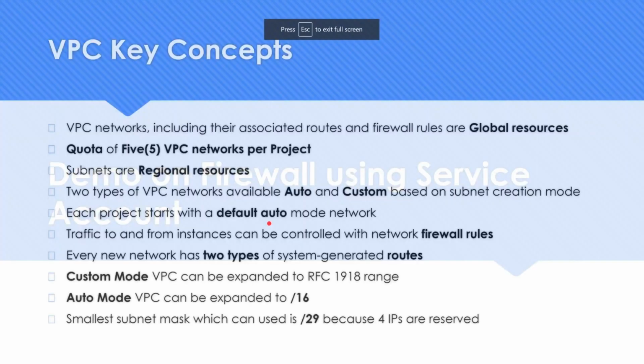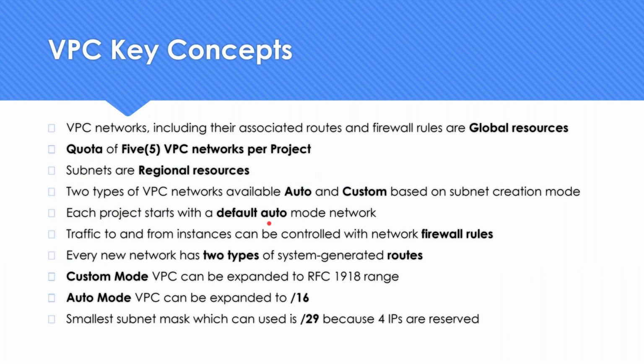A summary of what we learned from last Saturday till today basically are: VPC, including their associated routes and firewall rules, are global resources. VPC is global, firewall rules and routes are global. A route is also going to be applied to a VPC, so it's also going to be global. The next thing is the number of VPCs which you can create is going to be bound by your quota. So by default, even in your free trial account, you can have a quota of 5 only. So only 5 VPCs is what you can create.